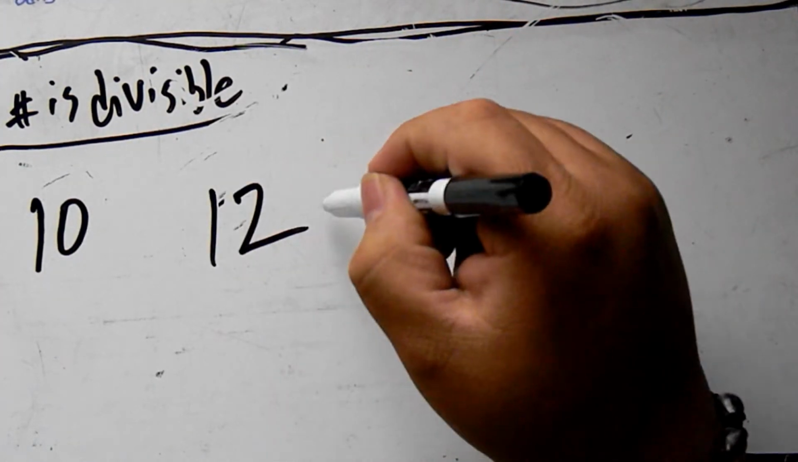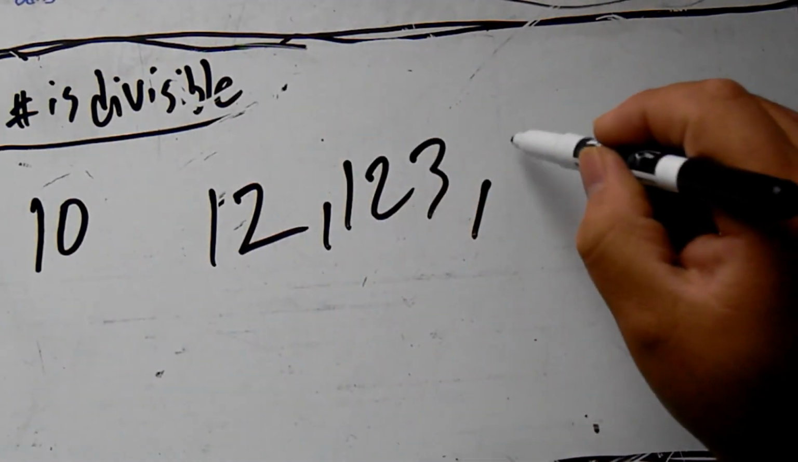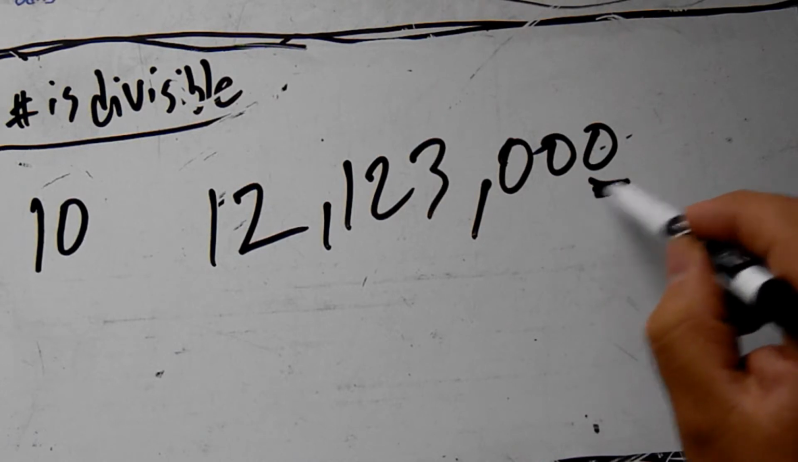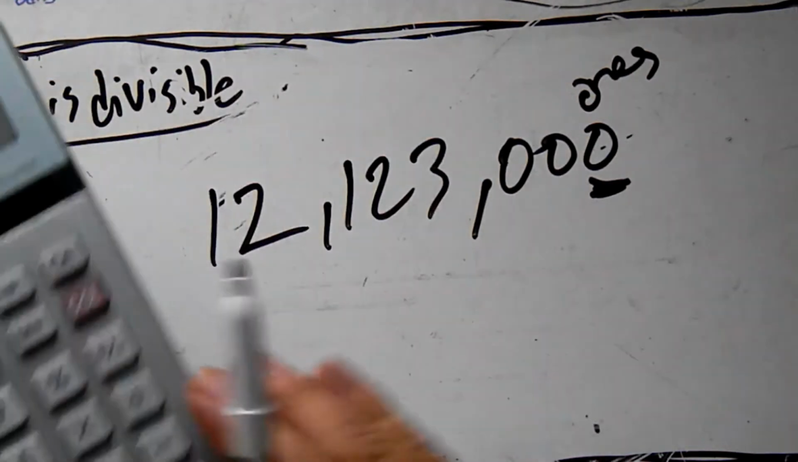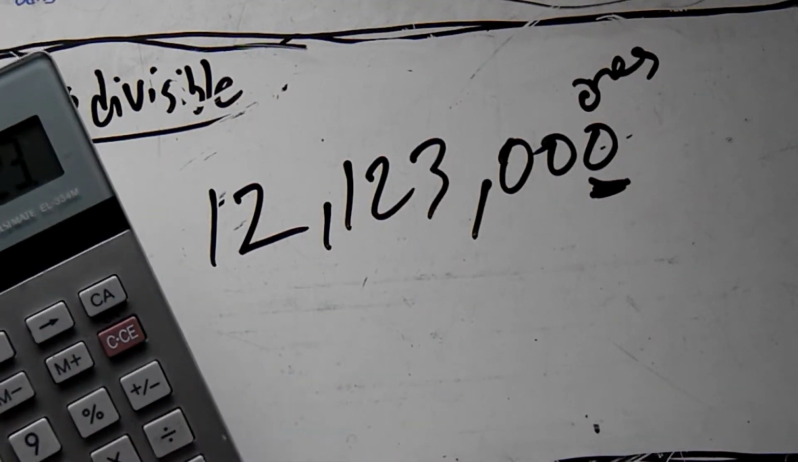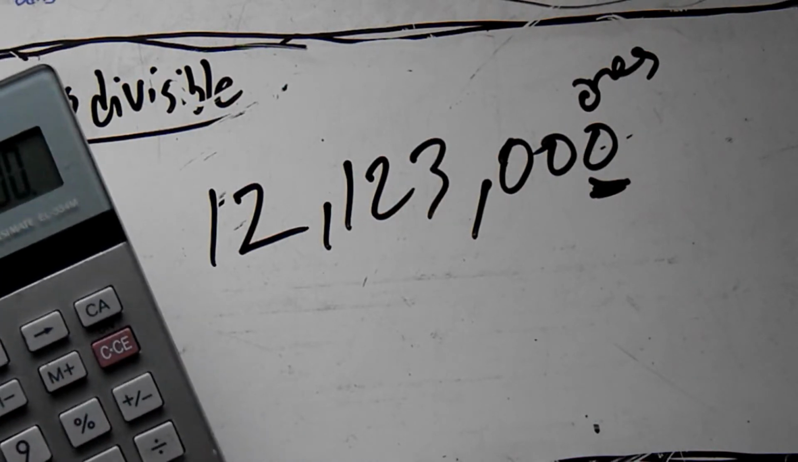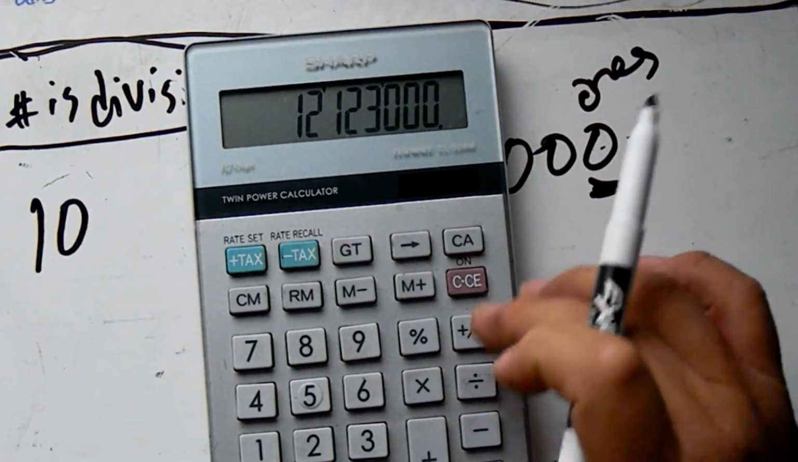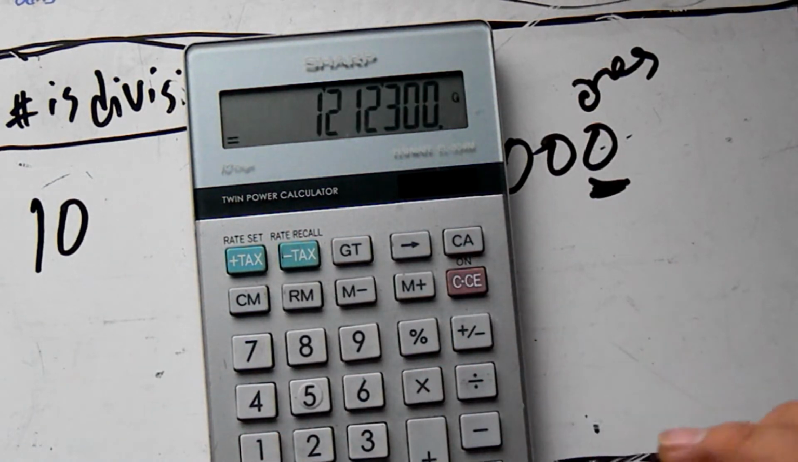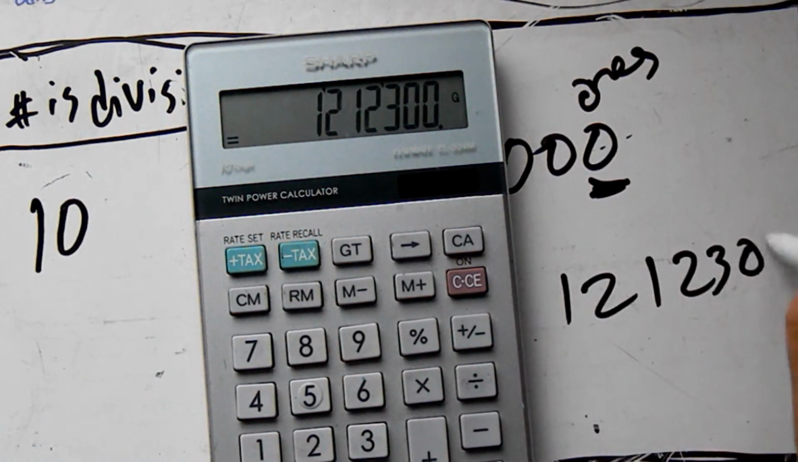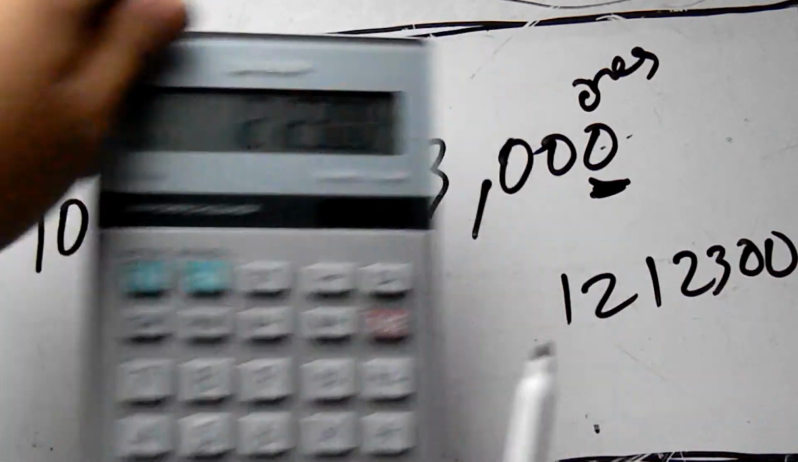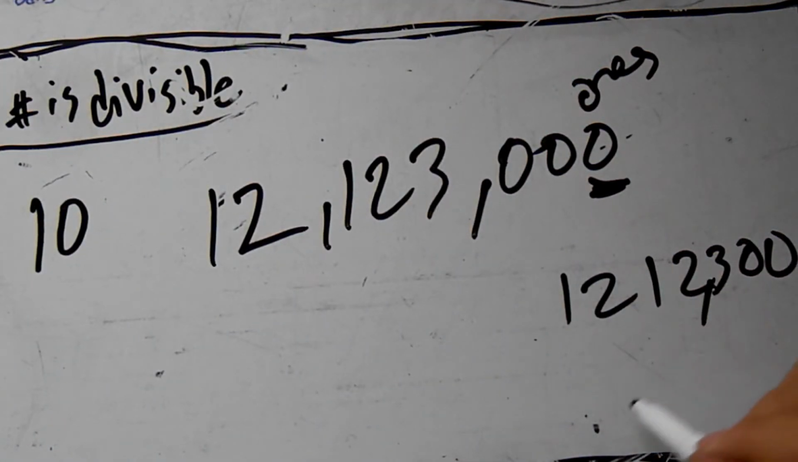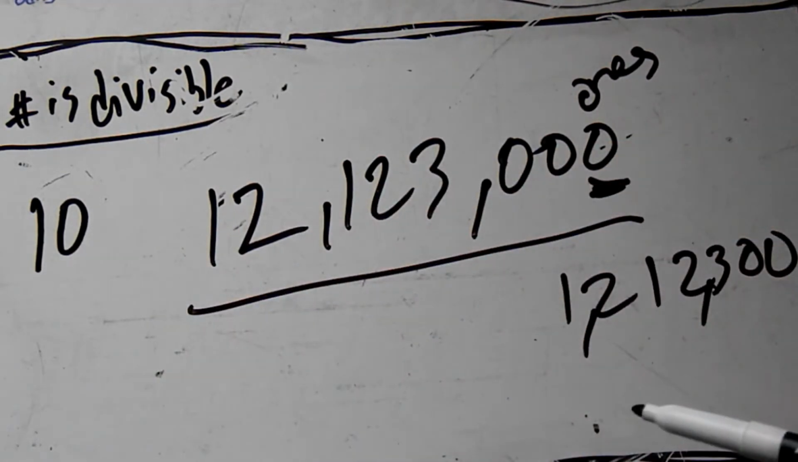Let's say 1,212,3000. Technically this is the ones. So let's write that number, 1,212,3000. So we have that. Let's divide it by 10. And yes, we get 121,230. And this is actually 1,212,300. So yes, that rule does follow.